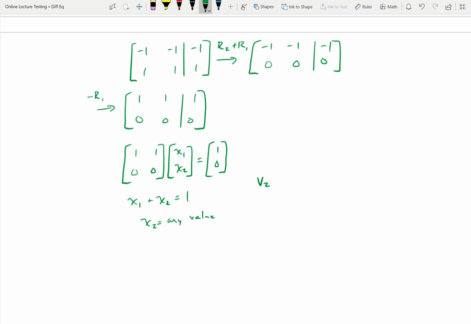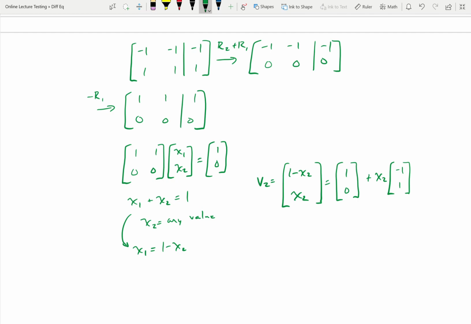So v2 is of the form x2, and here I have x1 equal to 1 minus x2. So I'm getting associated with it, 1 minus x2, which means I can rewrite it as 1, 0 plus x2 times 1, negative 1.